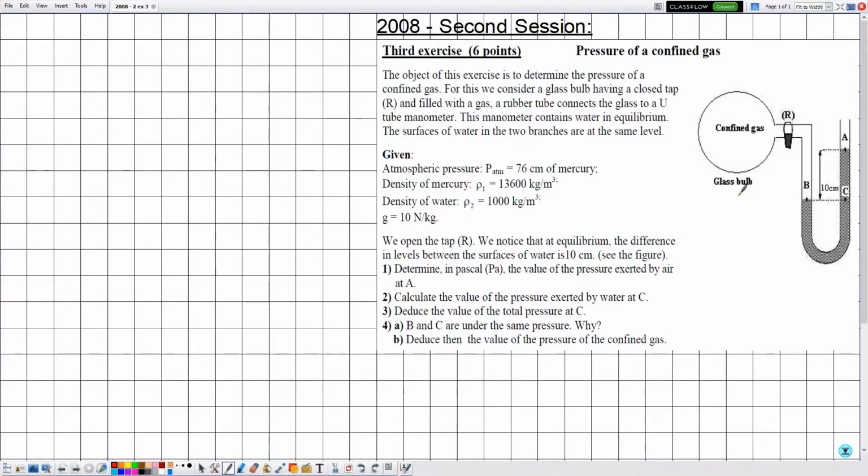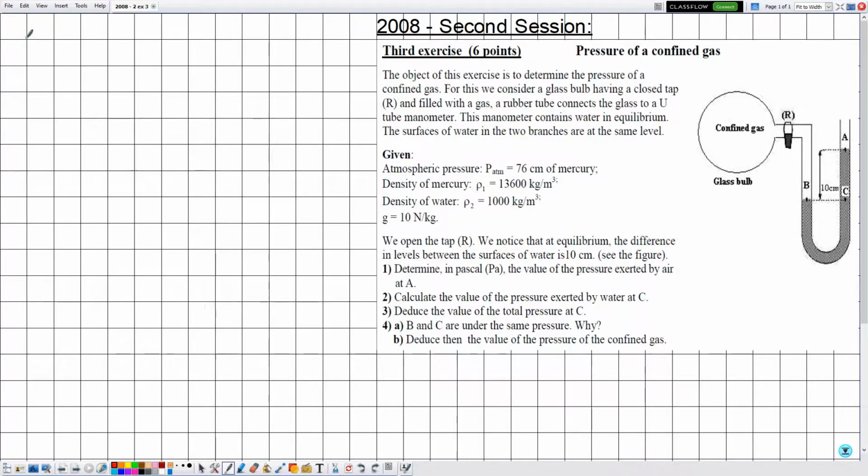For this, we consider a glass bulb having a closed tap R and filled with gas. A rubber tube connects the glass to a U-tube manometer. This manometer contains water in equilibrium. The surfaces of water in the two branches are at the same level.